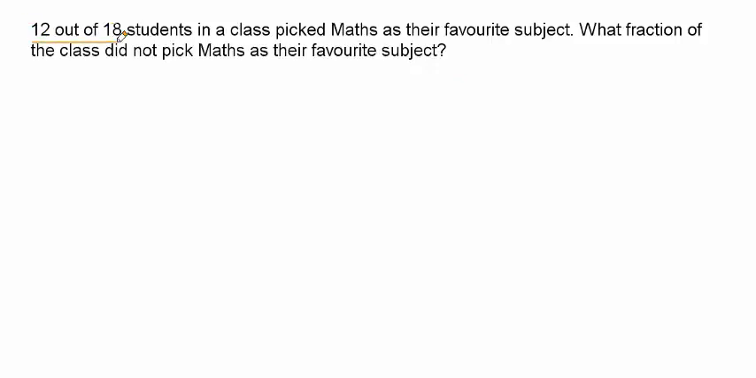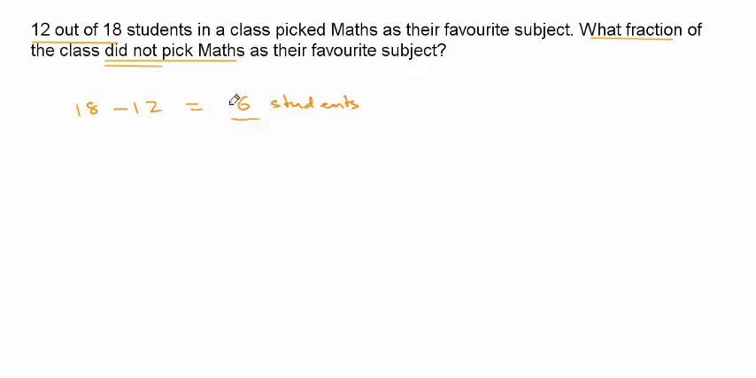12 out of 18 students in a class picked maths as their favorite subject. What fraction of the class did not pick maths? Did not pick maths as their favorite subject. And there are actually two different ways to do this problem. If 12 out of 18 students have picked maths, then obviously the number of students who have not picked maths is 18 minus 12. So 18 minus 12 is equal to 6 students who didn't pick maths as their favorite subject.